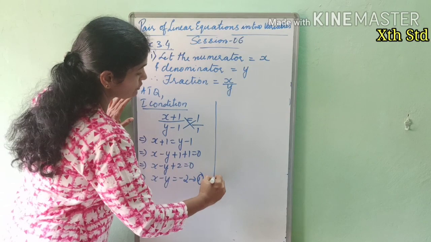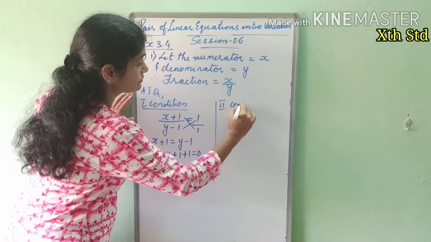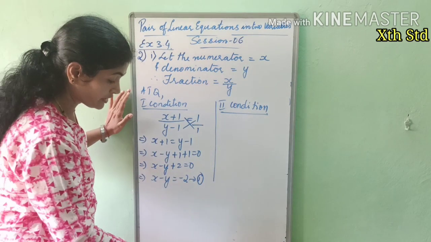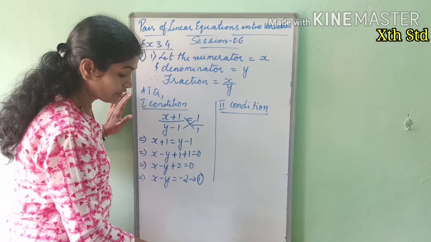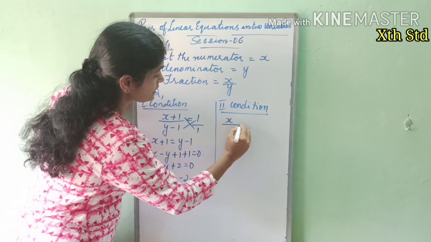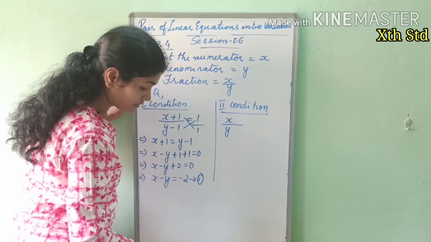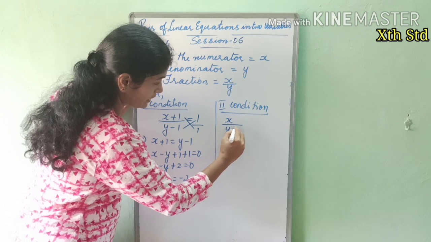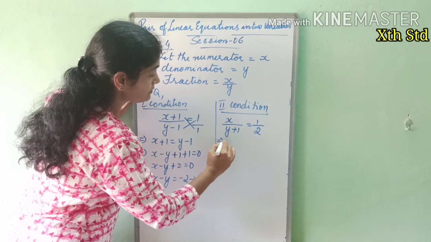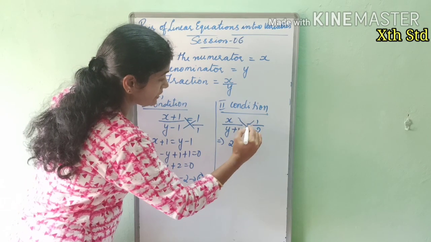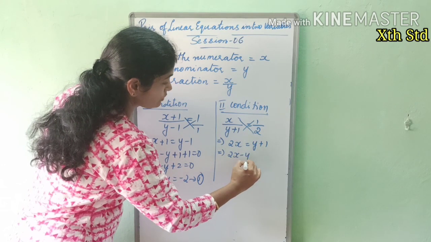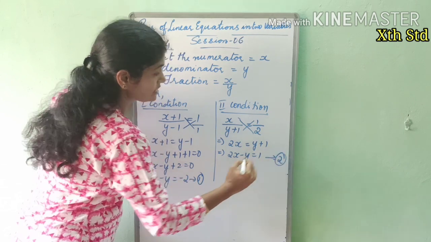Then, according to the second condition, the fraction becomes 1 by 2 if we add 1 to the denominator. So in this fraction x by y, we have to add 1 to the denominator, y plus 1, then the fraction becomes 1 by 2. Now this also you simplify. Cross multiplying, 2x is equal to y plus 1, otherwise 2x minus y is equal to 1. This is your second equation.